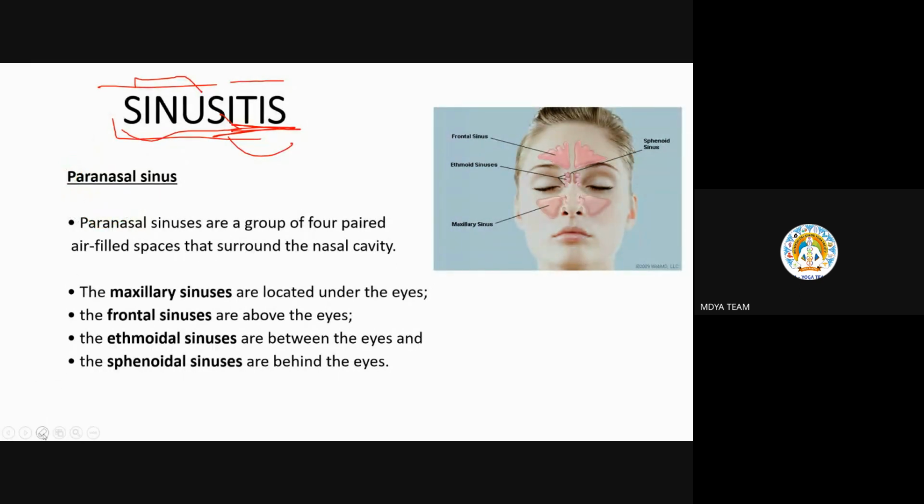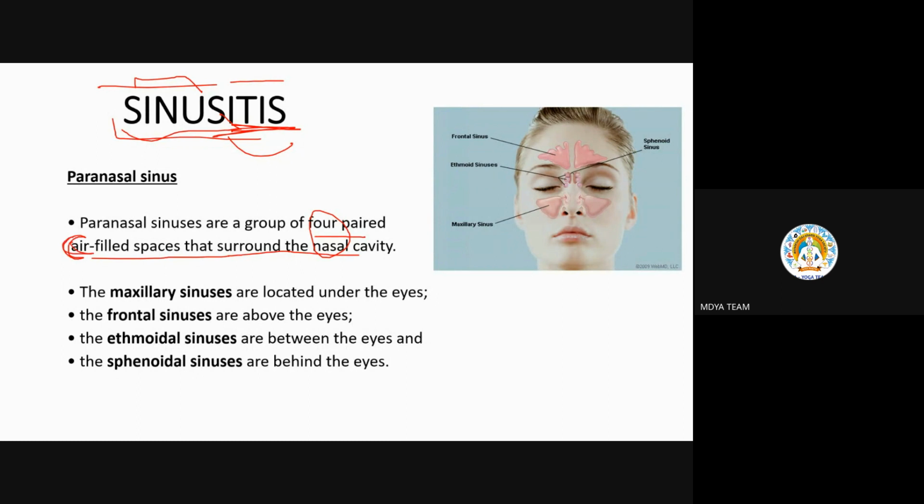Paranasal sinuses are a group of four paired air-filled spaces that surround the nasal cavity. Four pairs means 8 in number individually and 4 in pairs. I will show you how. And these are air-filled spaces. What exactly are the sinuses? They are nothing but empty spaces, therefore we say air-filled spaces.